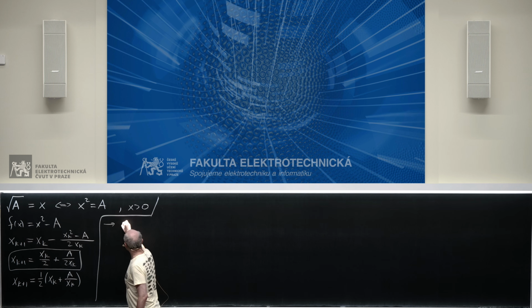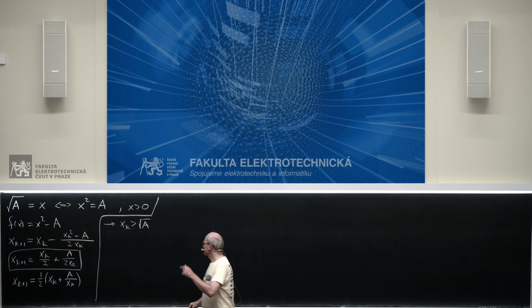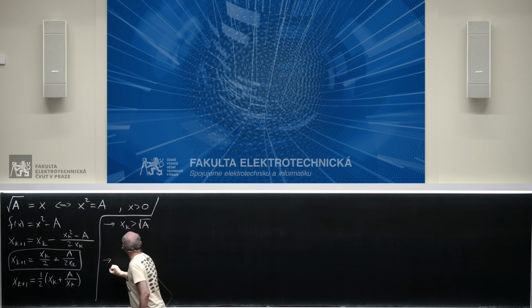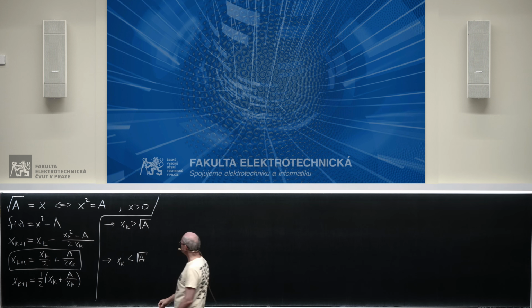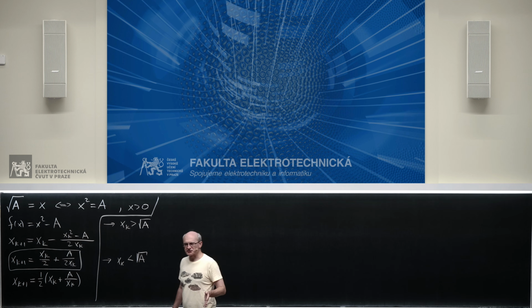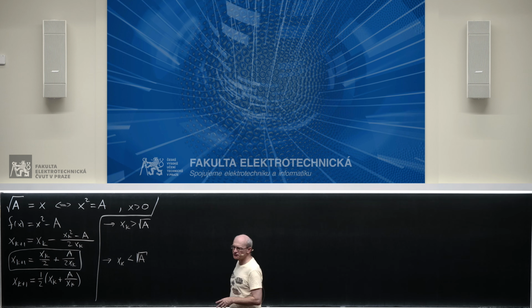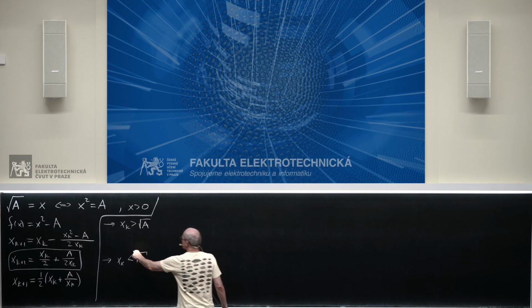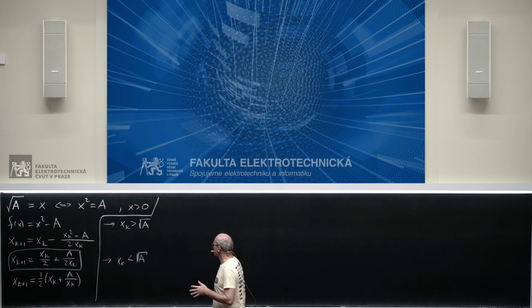Now, there are essentially two interesting possibilities. One of them is that x_k is too large. It's larger than square root of a. The second possibility is that x_k is actually smaller than square root of a. And then there is the third possibility that you actually have equality, but we are not going to be that lucky, so I'm going to skip that third case. It's not really realistic. Okay, x_k is larger than square root of a. That's the case I'm focusing on now.